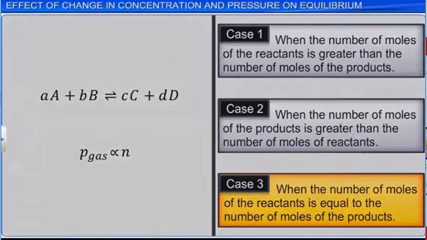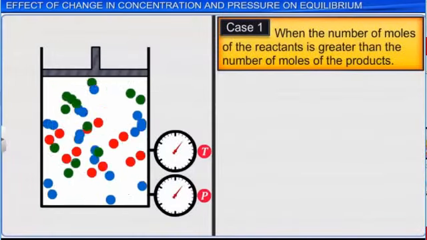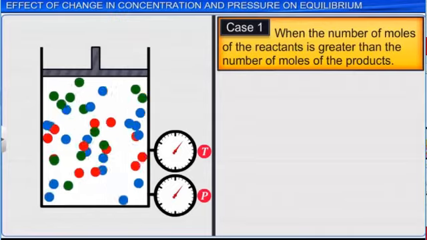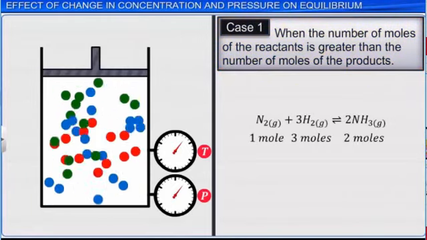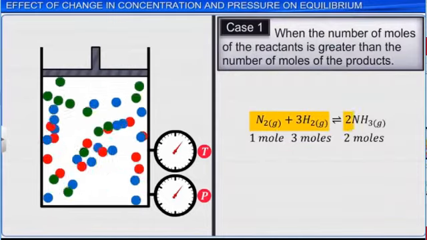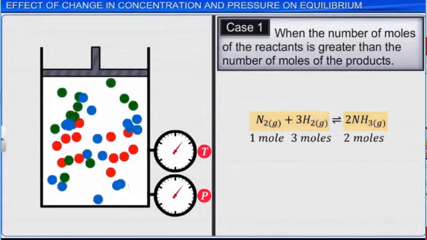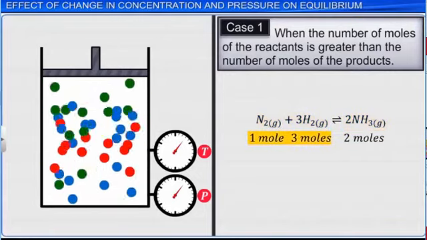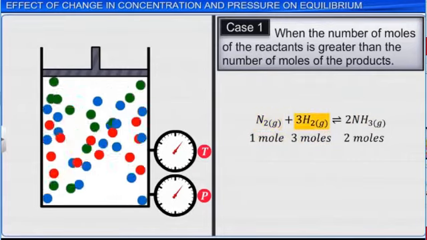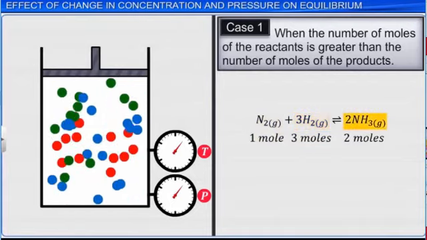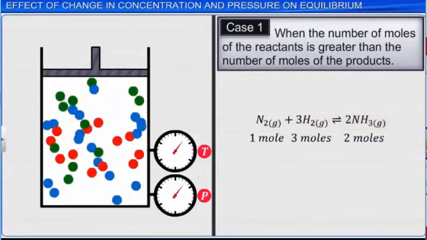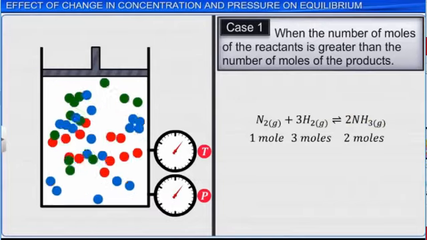Case 1. When the number of moles of the reactants is greater than the number of moles of the products. Consider the gas phase reaction N2 + 3H2 in equilibrium with 2NH3. In this reaction, 4 moles of gaseous reactants, 1 mole of nitrogen and 3 moles of hydrogen, become 2 moles of the gaseous product, ammonia. Suppose the equilibrium mixture is kept in a cylinder fitted with a piston at constant temperature and is compressed to one half of its original volume.